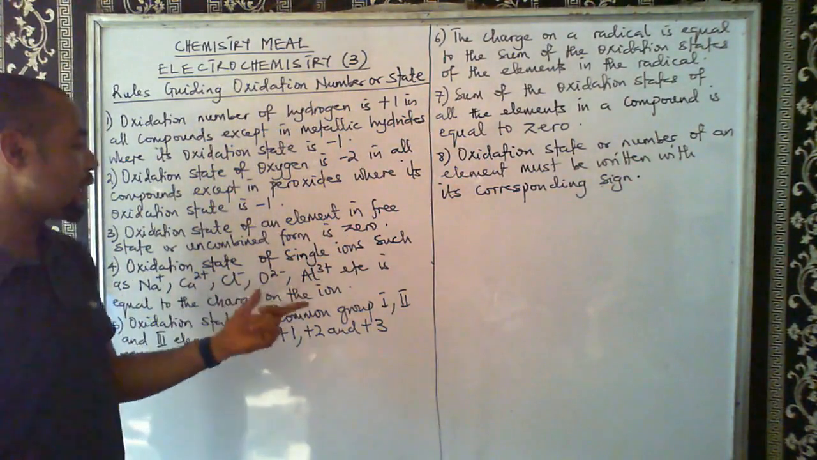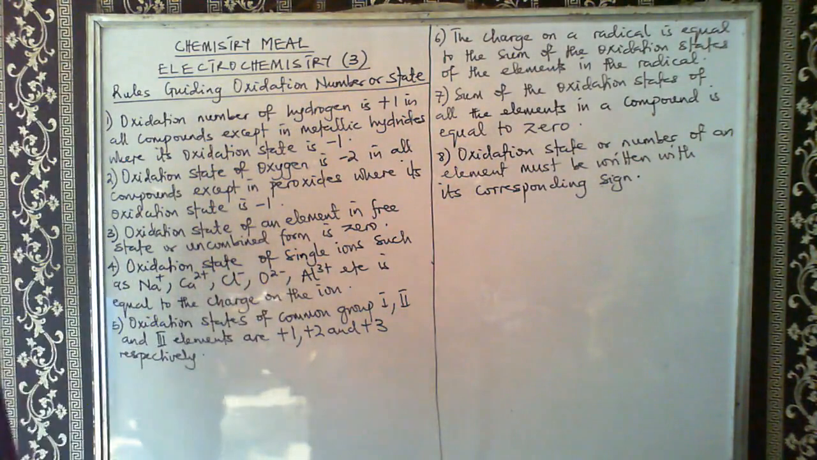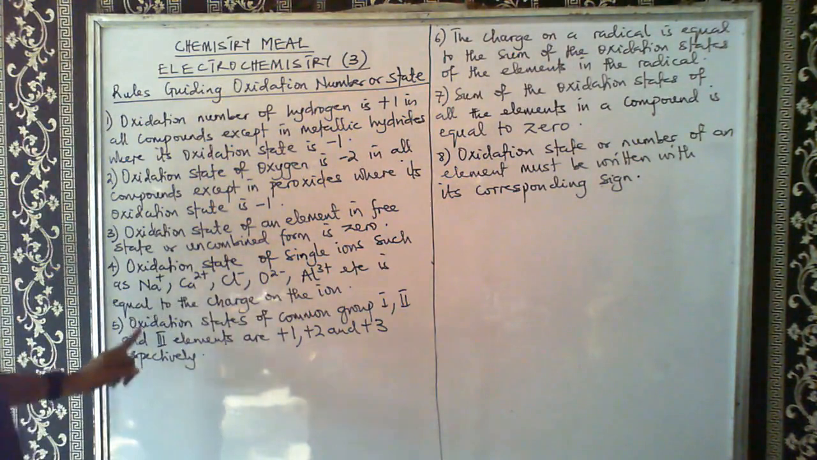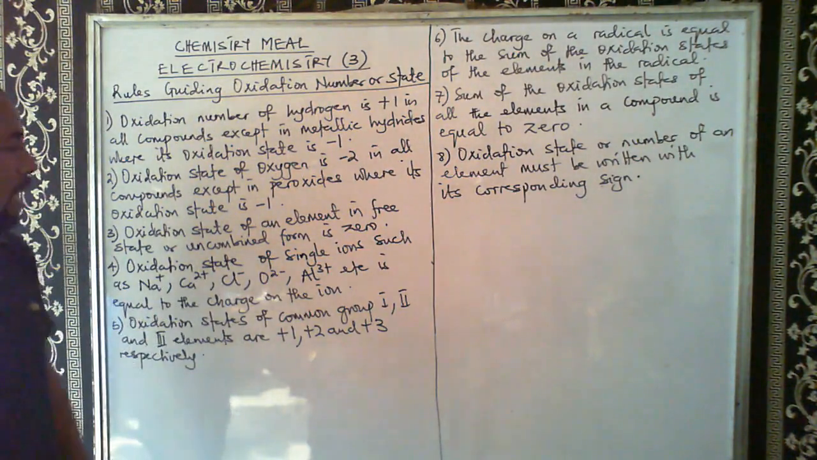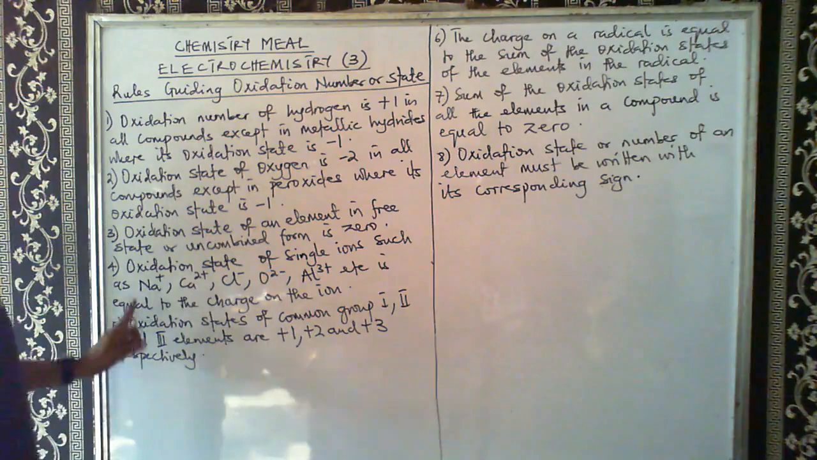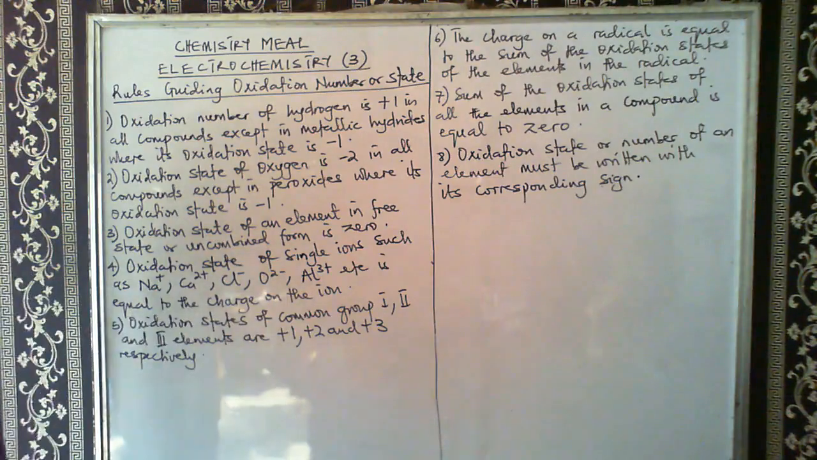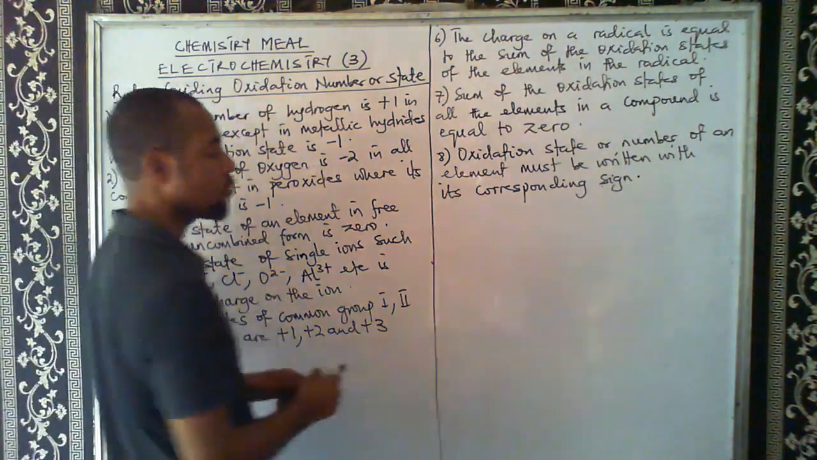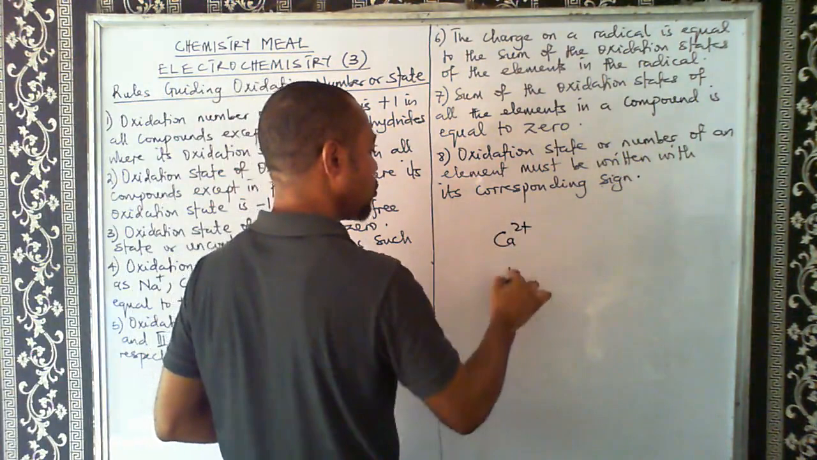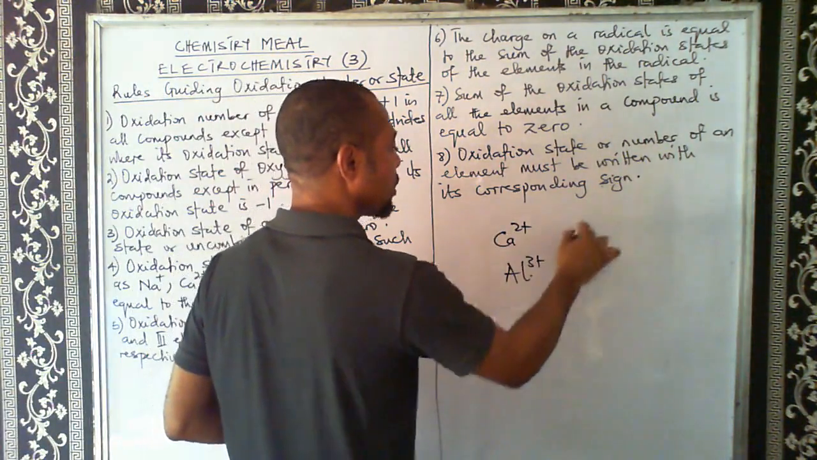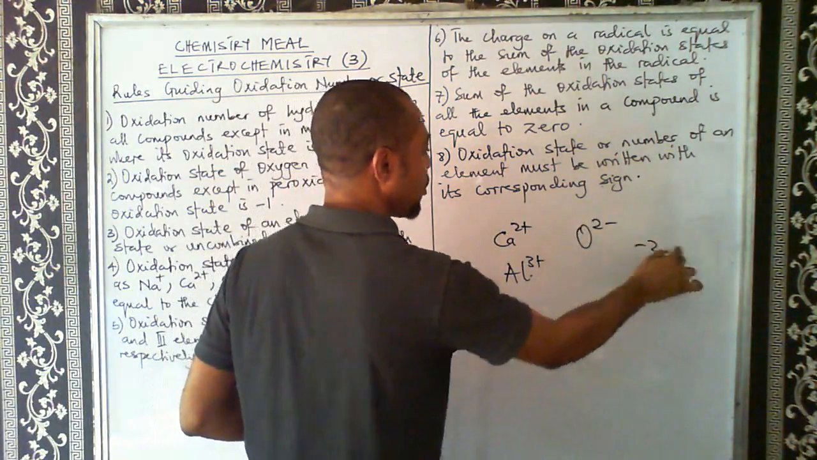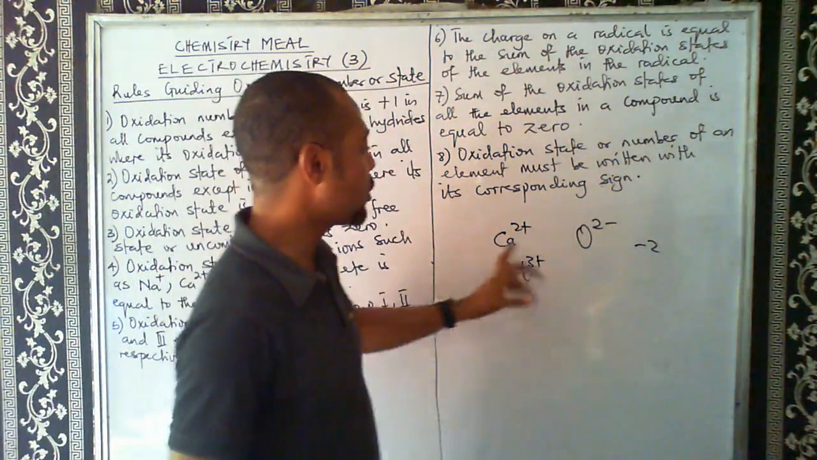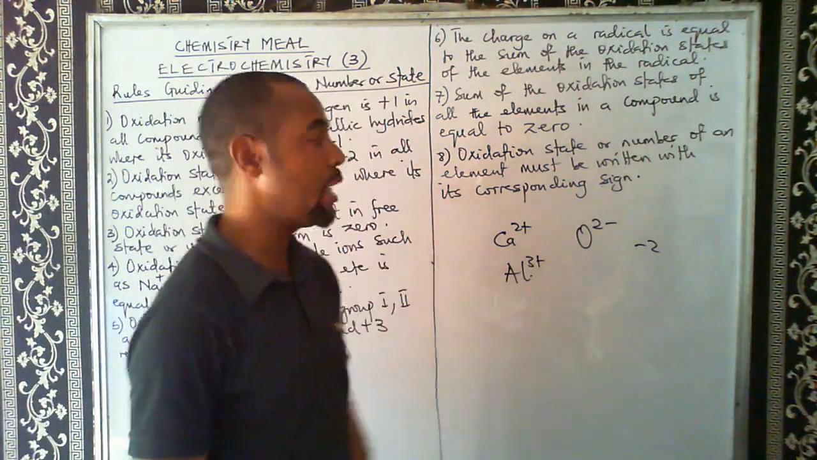Okay, we have the fourth rule: the oxidation state of single ions such as sodium ion, calcium ion, chloride ion, oxide ion, the aluminium 3+ ion will be equal to the charge on the ion. So the oxidation state of sodium here will be +1. The oxidation state of calcium here will be +2. That of aluminium here will be +3. That of oxygen here will be -2, and so on. So for a single simple ion, the oxidation state will be the charge on the ion.